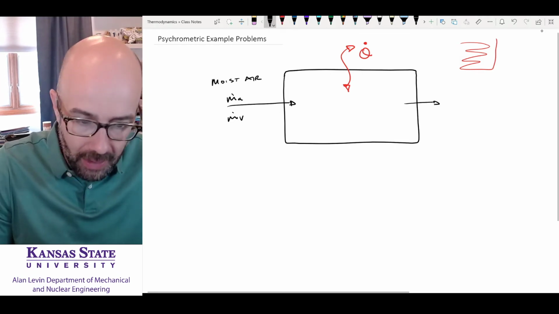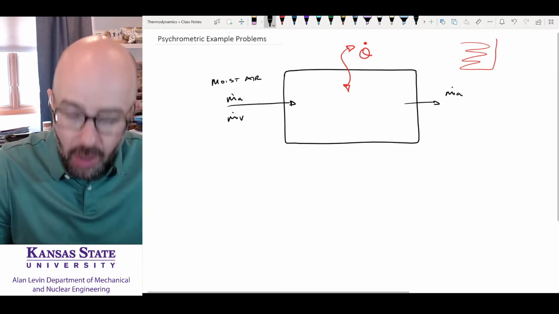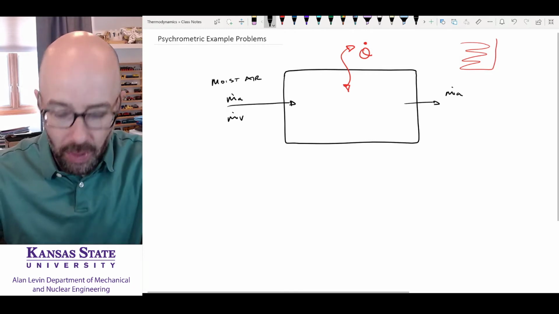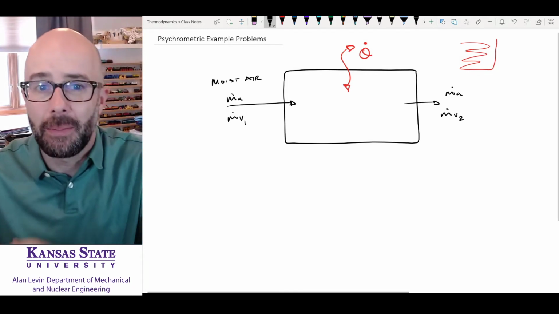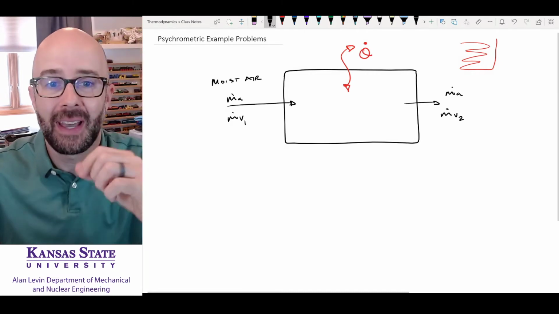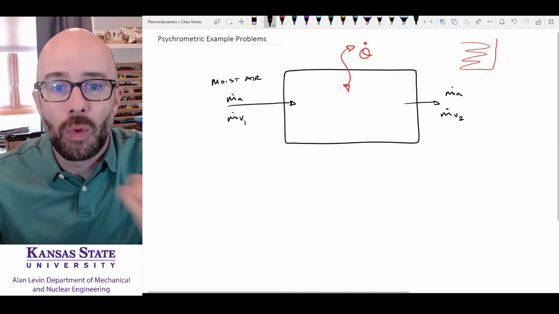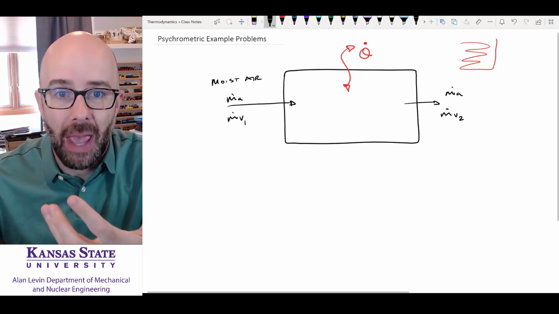It'll come out the other end as a mass flow rate of air, which doesn't change, but we're going to have some mass flow rate of the vapor at 2. That's going to be different than the mass flow of vapor at 1, because we may add or subtract the amount of vapor that we have in that air.